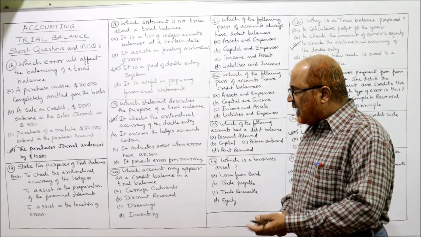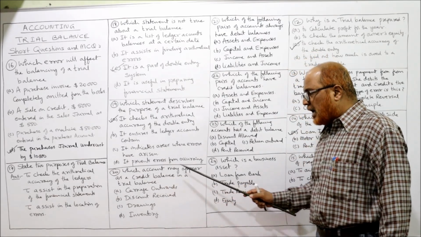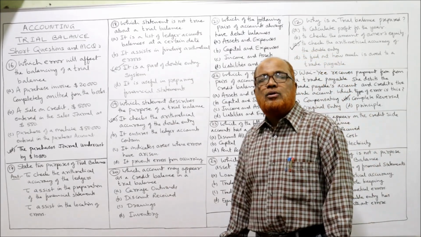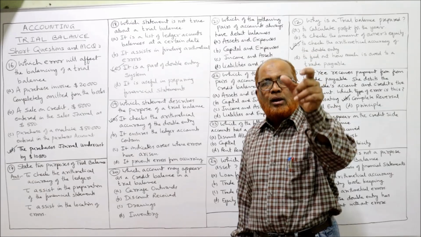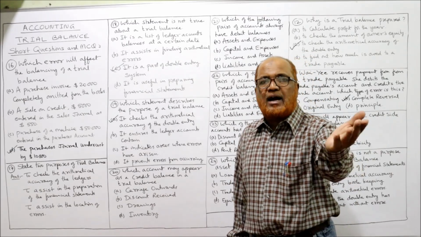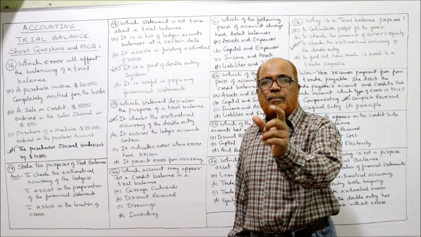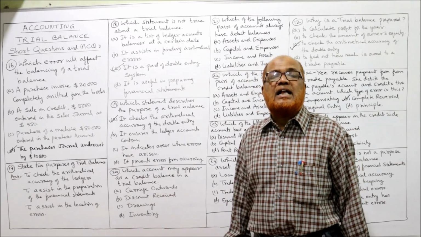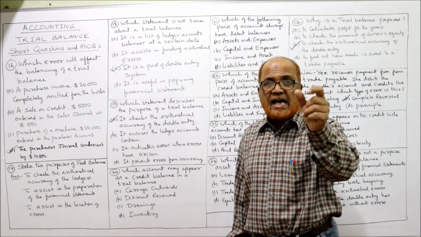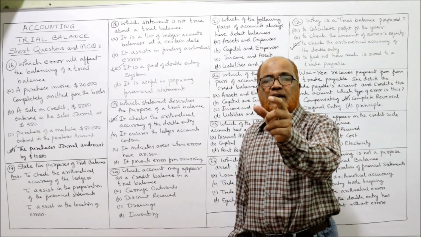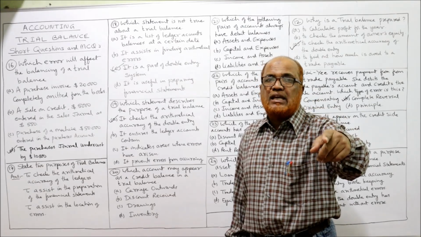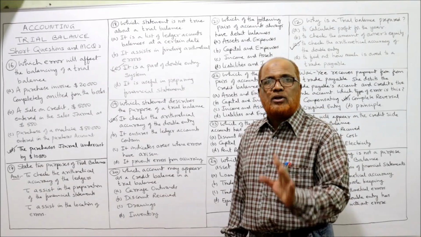A point. Next, 20th. Which account may appear as a credit balance in a trial balance? Just now I told you, in examination you will be given all balances. You have to decide which item will show debit balance, which item will show credit balance. For that purpose, the shortcut method: debit entries for all expenses, assets and drawings. Credit entries for all liabilities, incomes and capital. That point you have to remember.